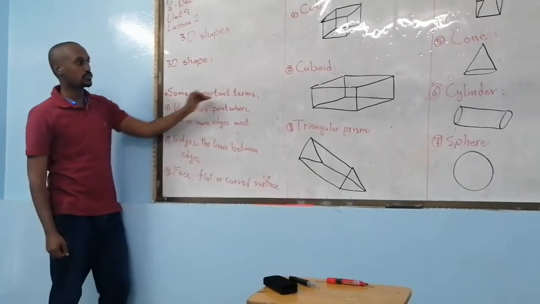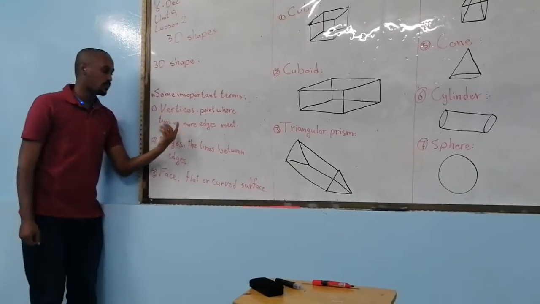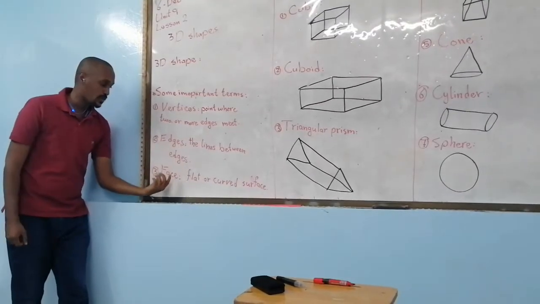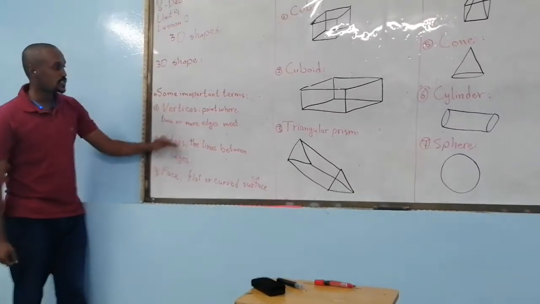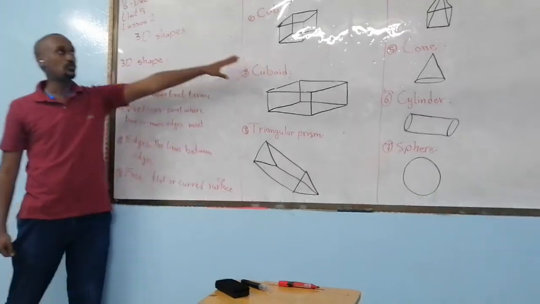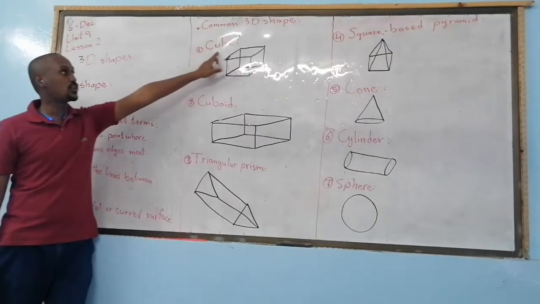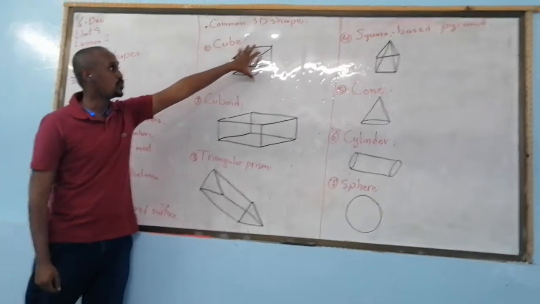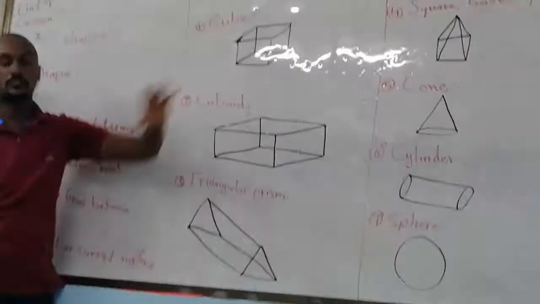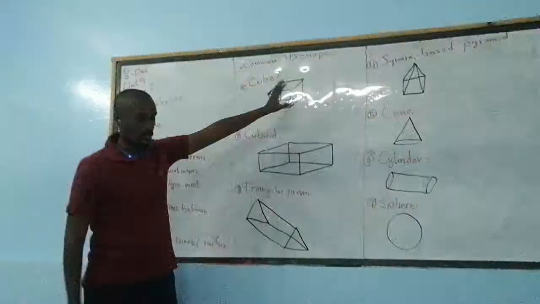So today we're going to discuss the 3D shape. There are some important terms you should know. For example, we have something called vertices, we have something called edges, and we have something called faces or face. So what does each one of them mean? It's better to explain them while we explain the common 3D shapes. So the first shape is called what? Cube. We all know what a cube looks like. So this is the cube. I want you to look at the cube.